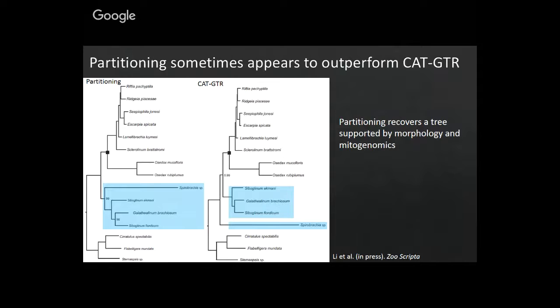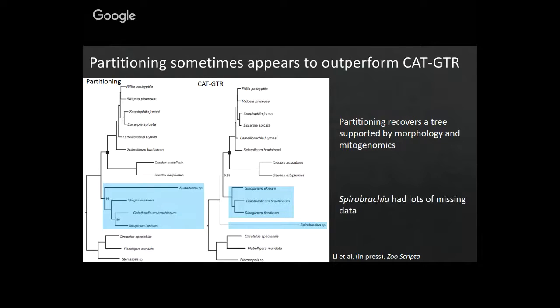And this really does go against the grain of what you see in the literature. The literature would seem to suggest that CAT-GTR is, in fact, incredibly good at suppressing systematic error, and in particular, long branch attraction. But there's certainly some instances where CAT-GTR and partitioning have disagreed, and it appears that the tree that was susceptible to error was actually the tree inferred with CAT-GTR.